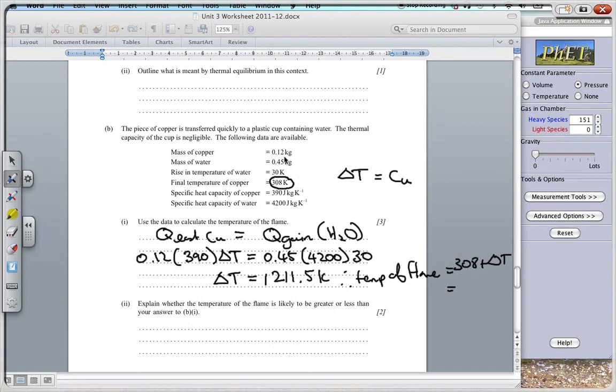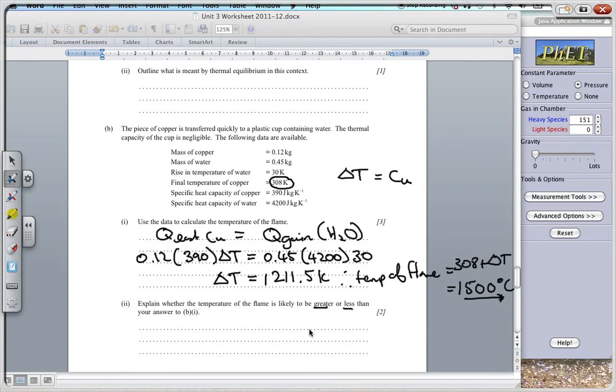So for my final temperature, I'm going to put my answer in two significant figures, because that's the least accurate that I've got. So I've got 1211 plus 308, and I get that, and I'm going to put it in two significant figures. So it's going to be about 1,500 degrees Celsius. Alright, so explain whether the temperature of the flame is likely to be greater or less.